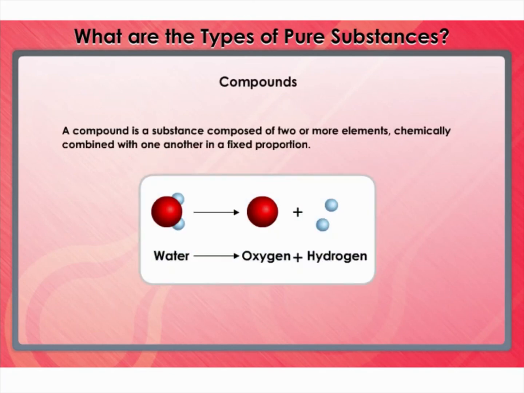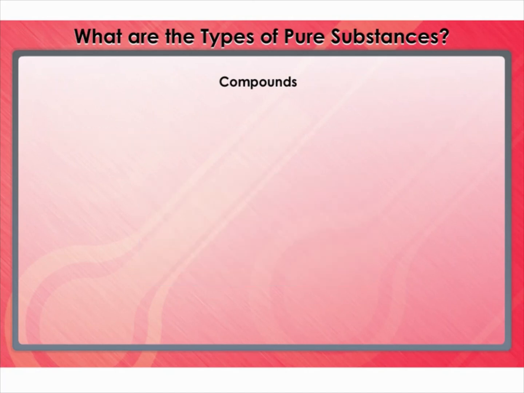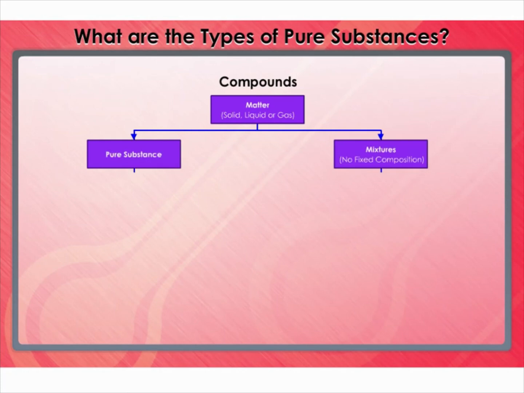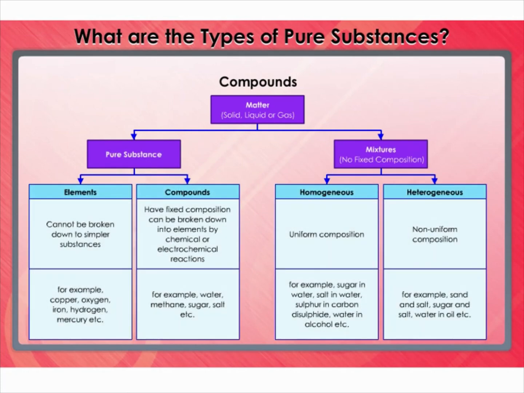Compounds. A compound is a substance composed of two or more elements chemically combined with one another in a fixed proportion. We can summarize the physical and chemical nature of matter in the graphical organizer as shown.